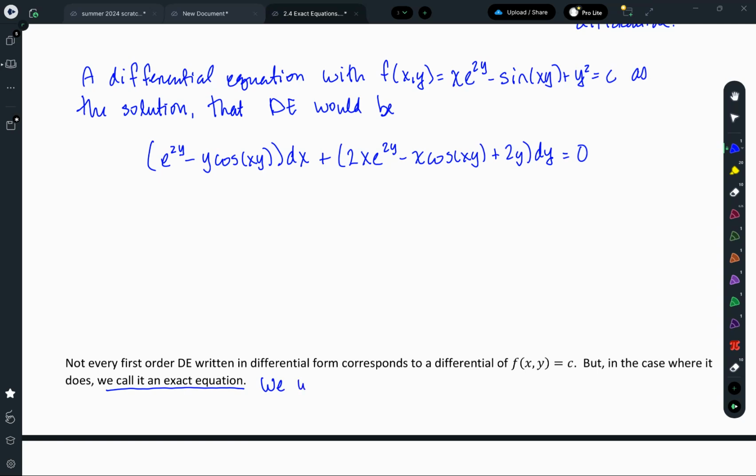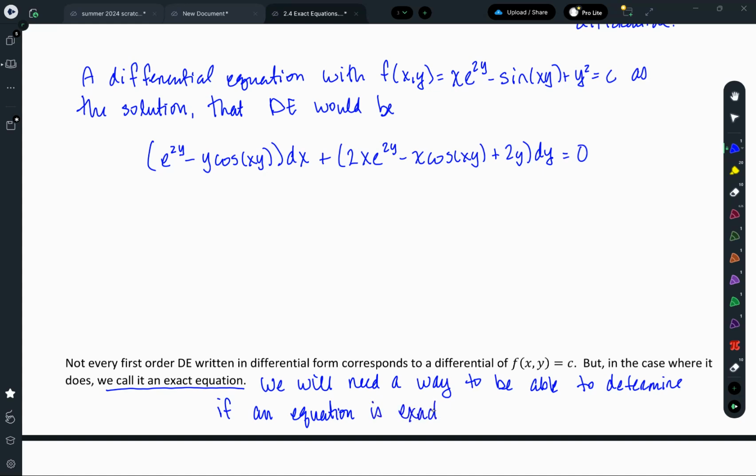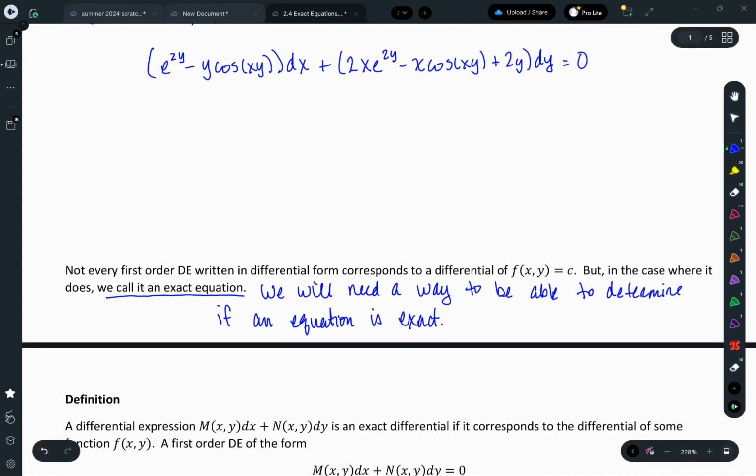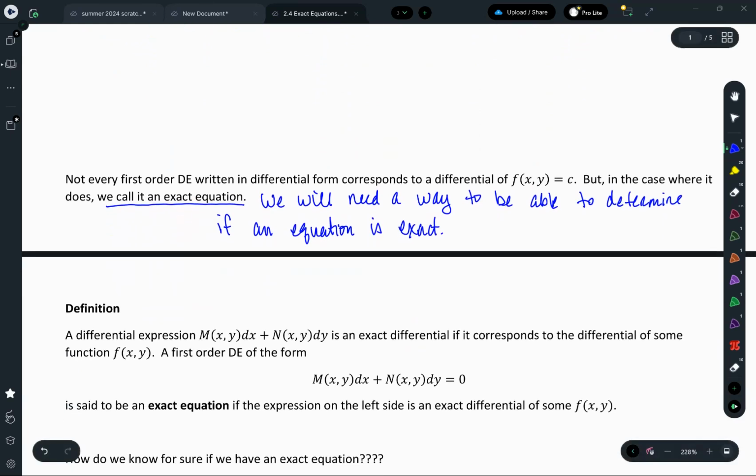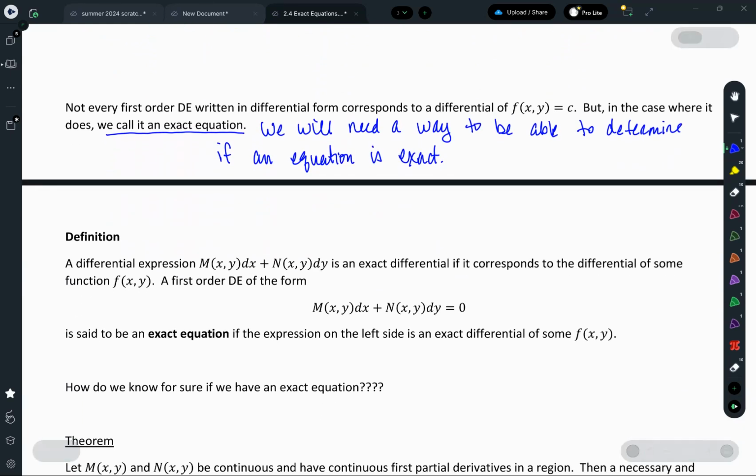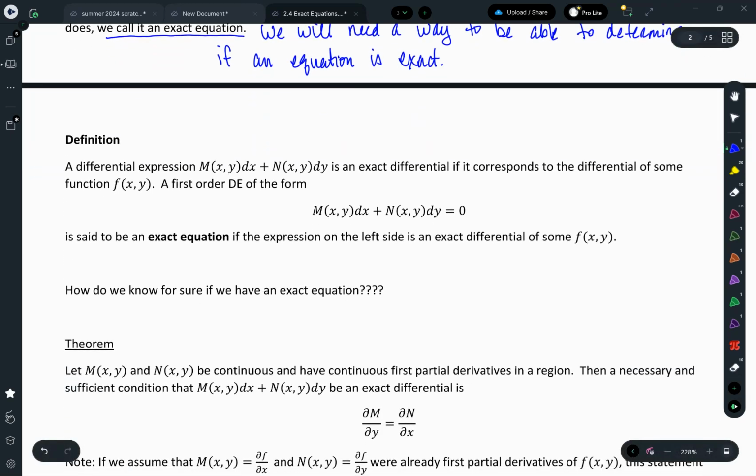So we will need a way to be able to determine if an equation is exact. And that's going to require a little bit more theory. Okay, so let's keep going a little bit here.